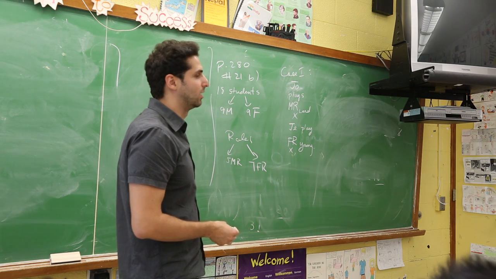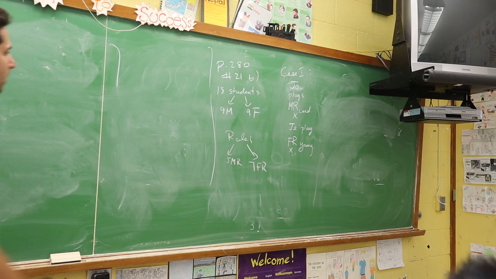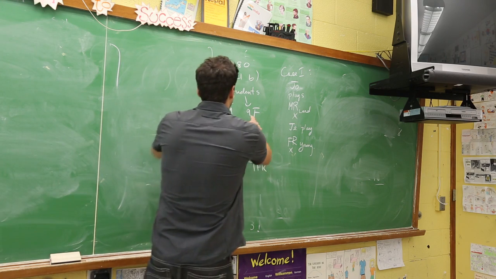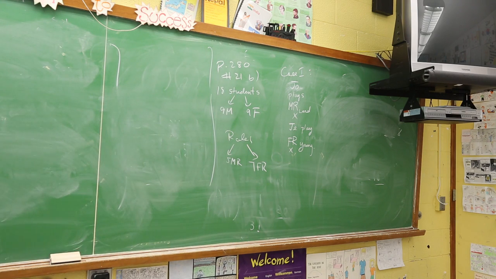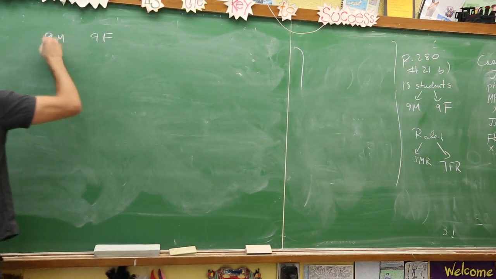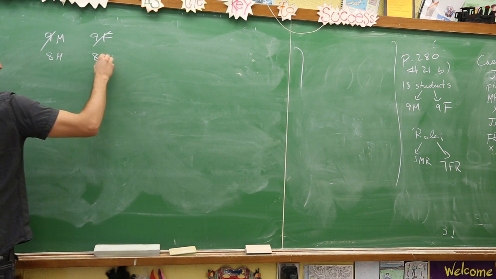4 minutes left? 3 minutes? I don't know how far we're going to get. Okay, so let's see if we can get this first case done and then we can move on. Those two are locked, right? So if those two are locked, how many students are left? I'm just going to write it down here. 9 male, 9 female, right? This drops down to 8 male, that drops down to 8 female.